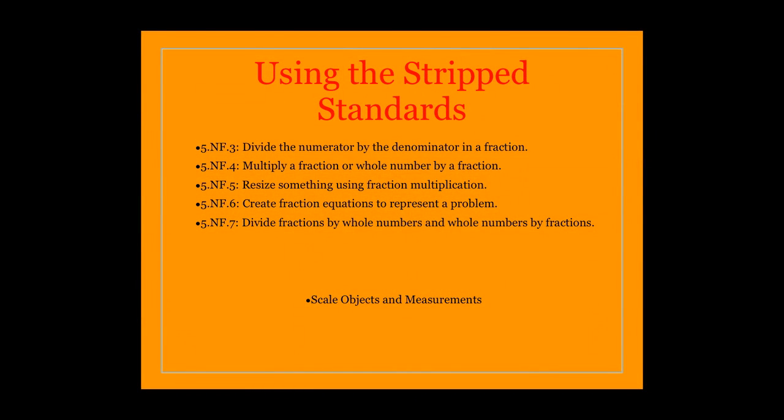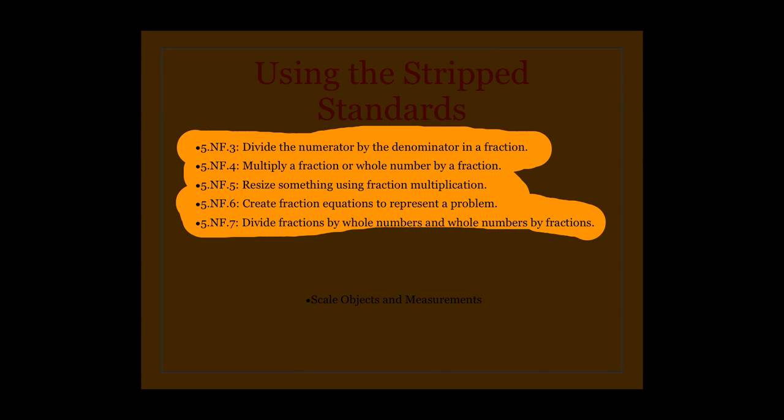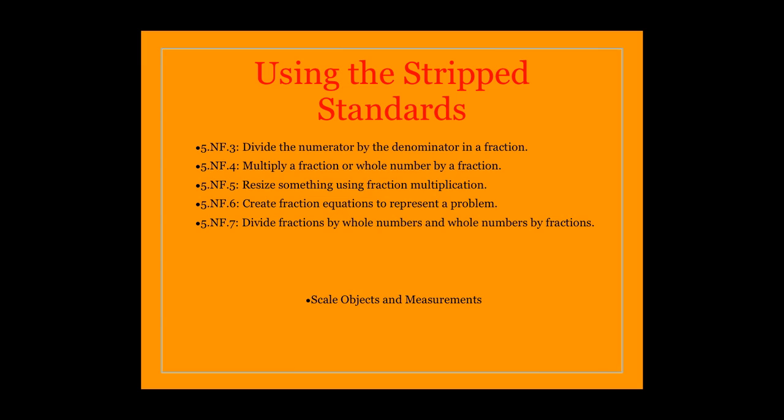Once you've identified those, you go back and take a look again at the basic standard that you've already stripped down. At the top here you can see the stripped standard for all 5 of the ones that will be in my lesson. And I'm just going to be looking at just this one that says scale objects and measurements, because it's a little big to look at the whole performance activity first. Let's just take a look at one of these. We're going to actually take that NF5 and resize something using fraction multiplication, and that's scale objects and measurements.